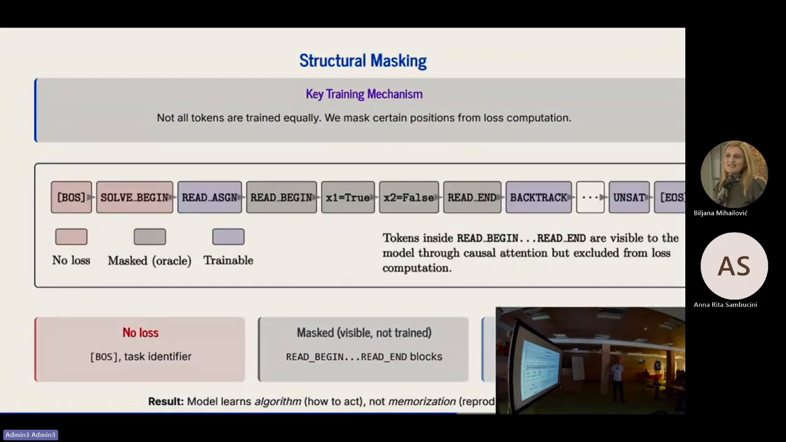So what is the masking for? Because I see the masked over there, down there is like a read begin, read end. You said it's like the special tokens you are masking out? Yeah, this is the special tokens, and we would like to perform the masking because the model can start trying to memorize the data. So for example, we don't want to train x1 is true. We just put it to the scratchpad, which is the storage, and we just train the types like backtrack or unit propagation and so on.